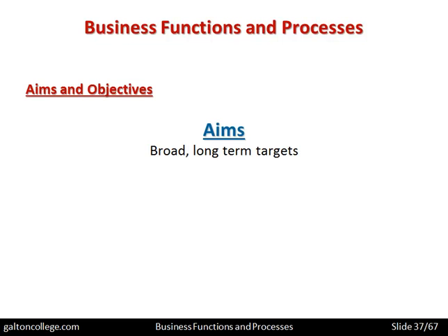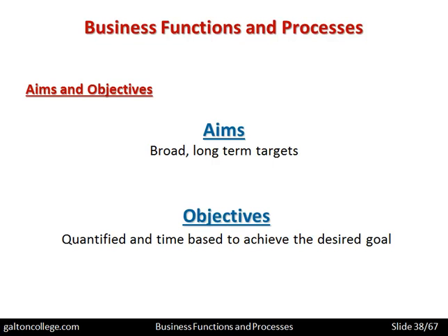Aims and objectives. Well, the aims are the broad long-term targets. These are the broad long-term ambitions of the business. And the objectives, well, these are quantified and time-based to achieve the desired goal. So the objectives tend to be more quantified and timed and measured, whereas the aims are broad, quite general statements about where the business wants to be.